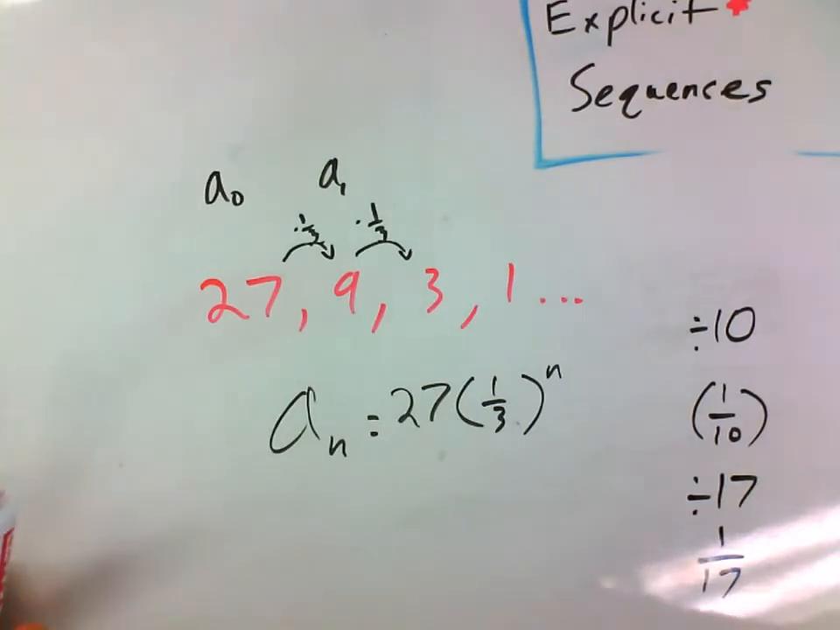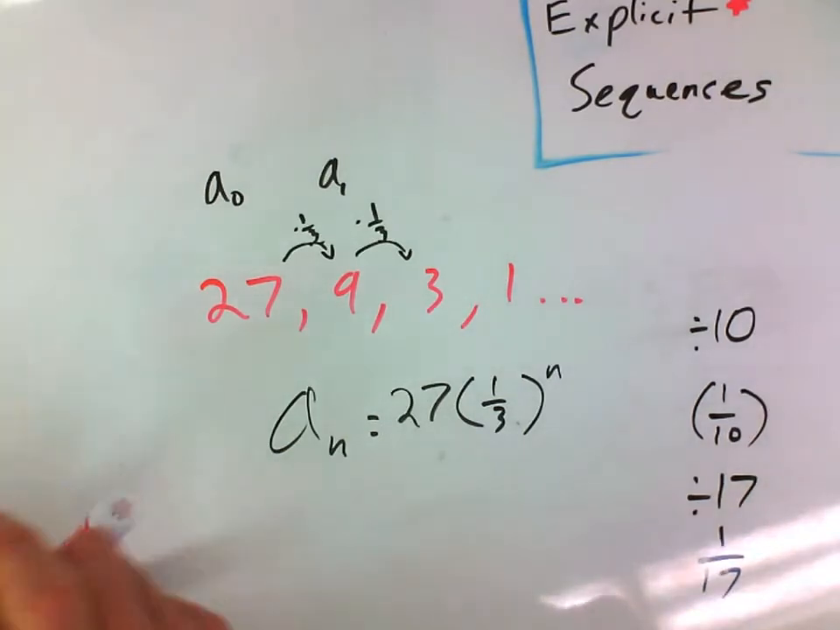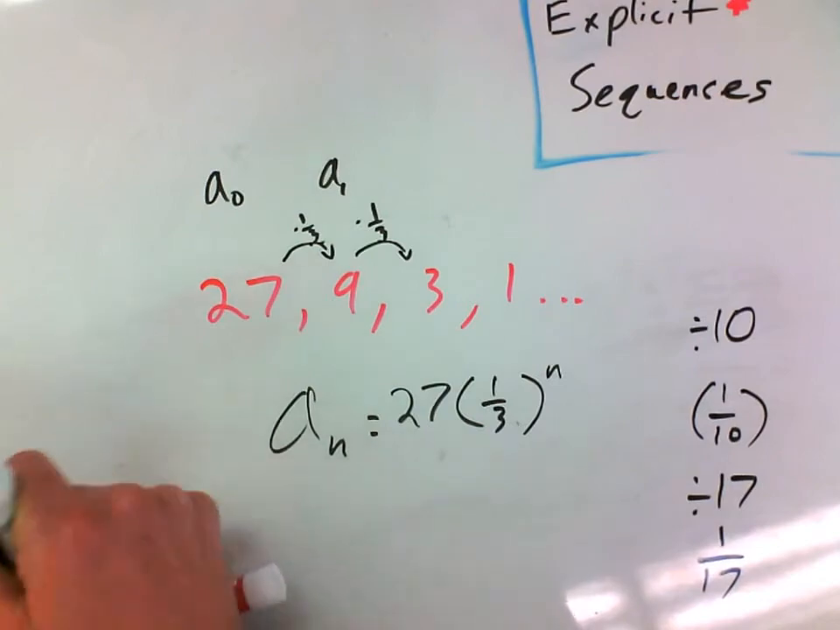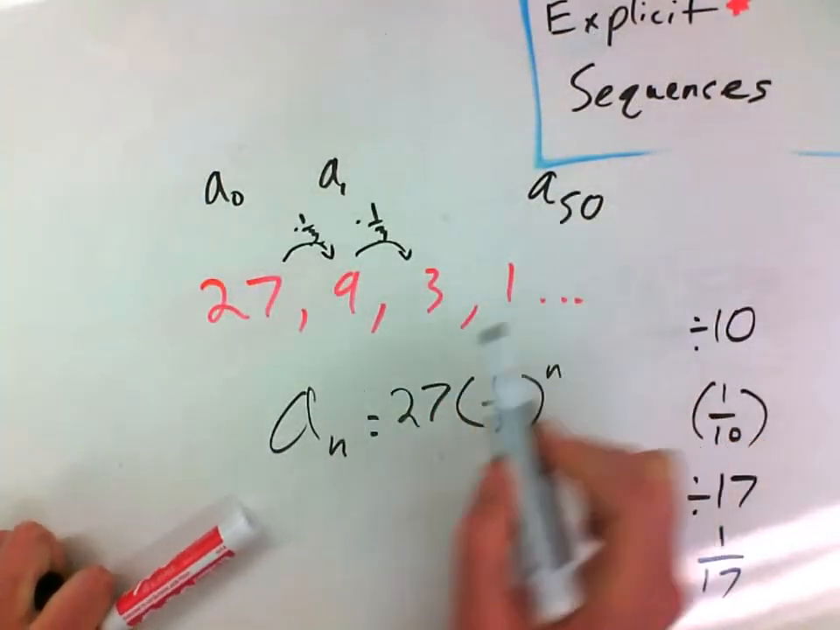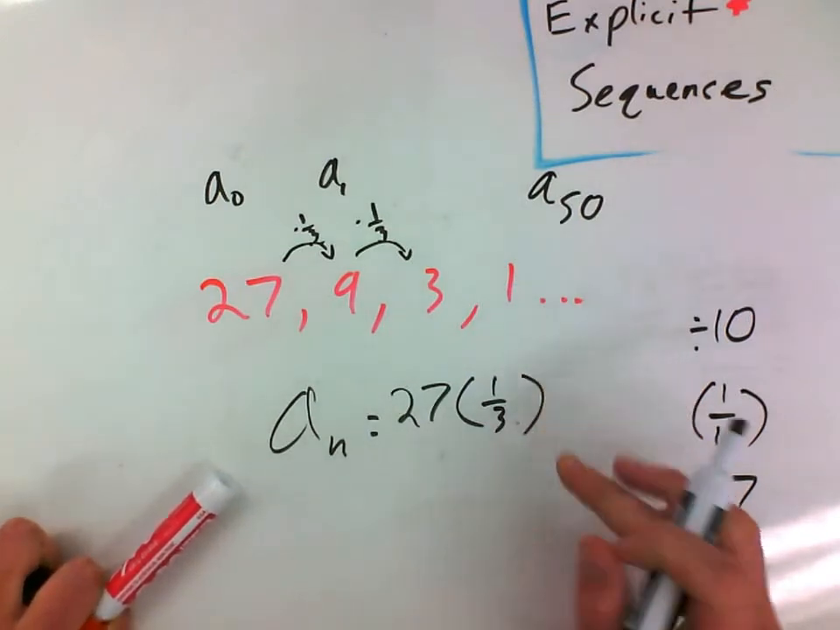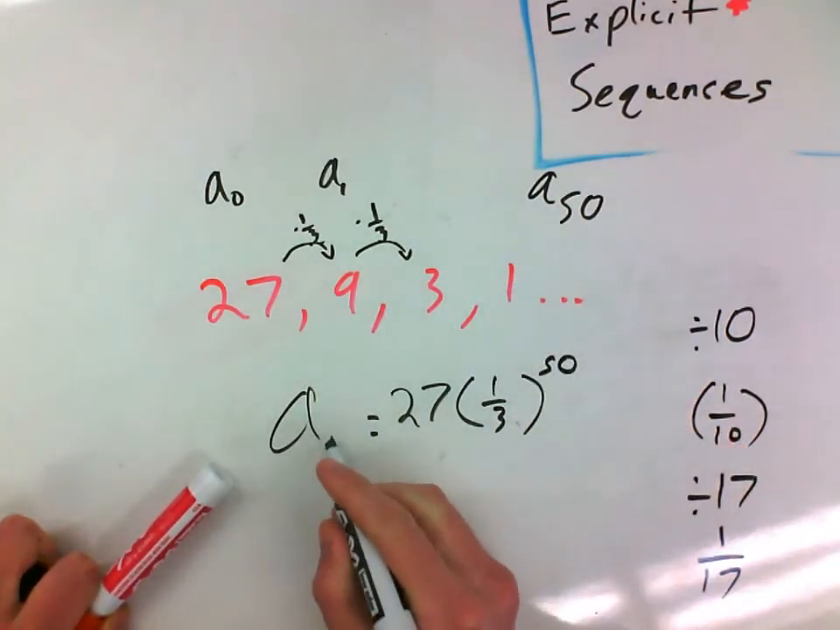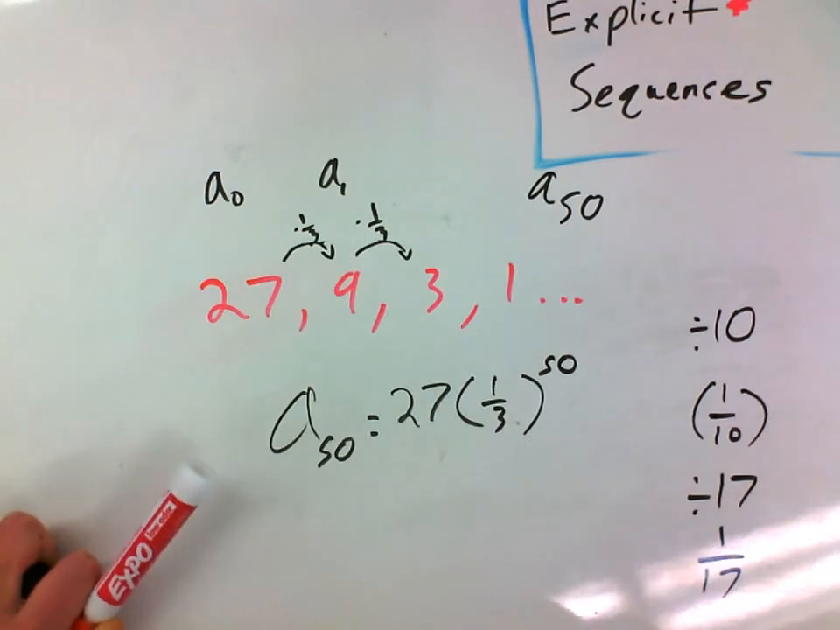So once again, explicit form is a great form, especially if they said, like, hey, for this sequence, what's a sub 50? I don't want to divide by 3 over and over and over again. What I want to do instead is just plug a 50 in for n to figure out what a sub 50 is.